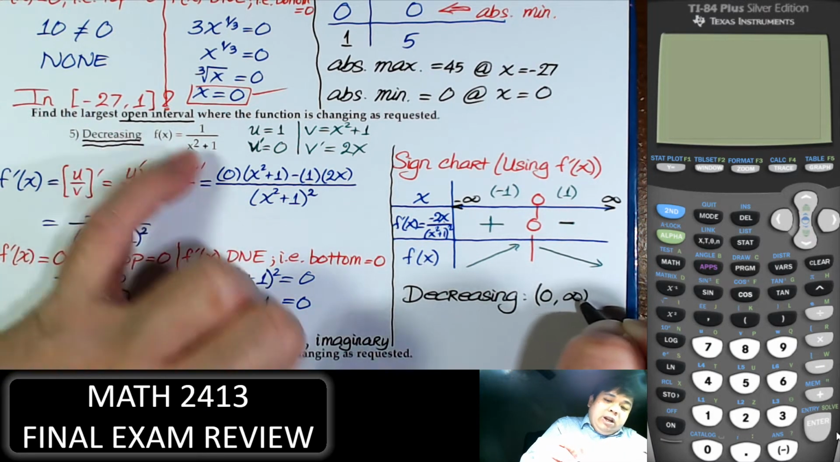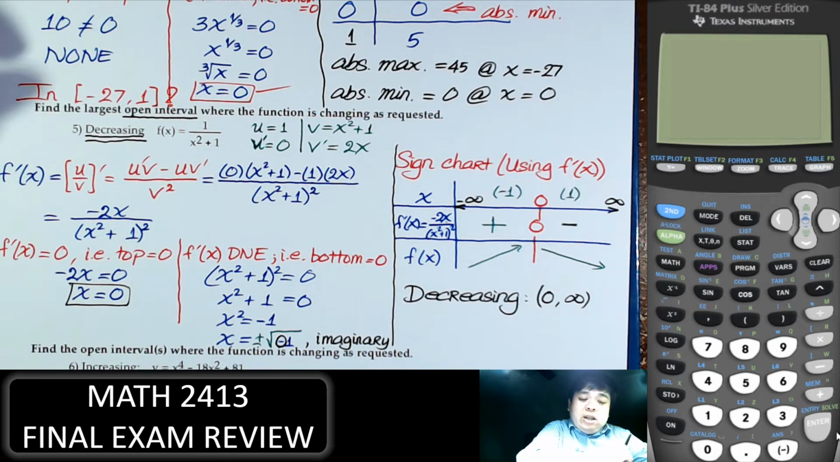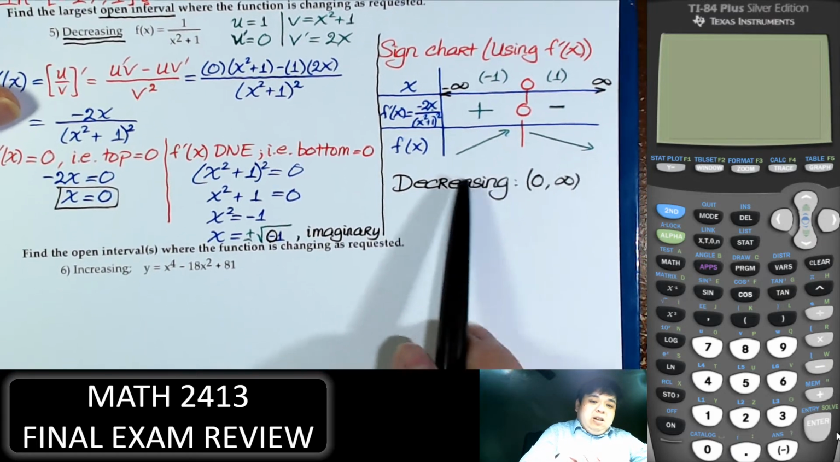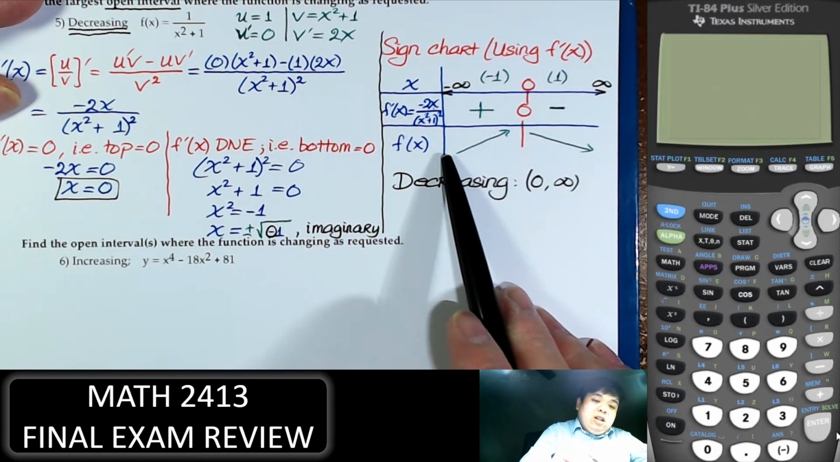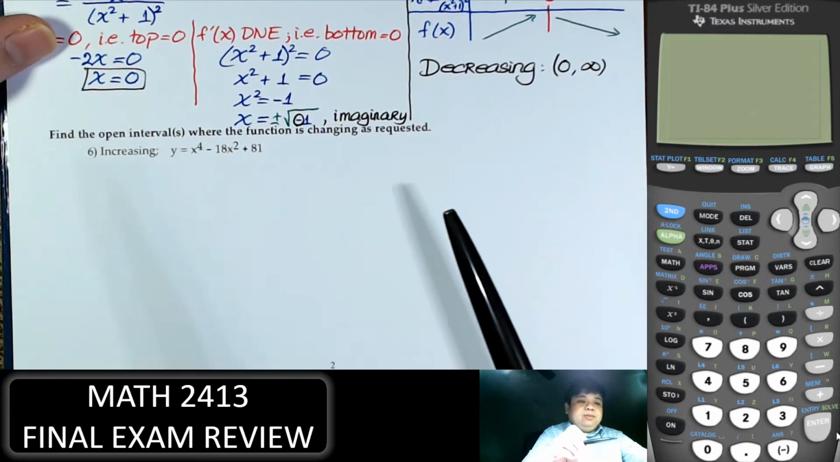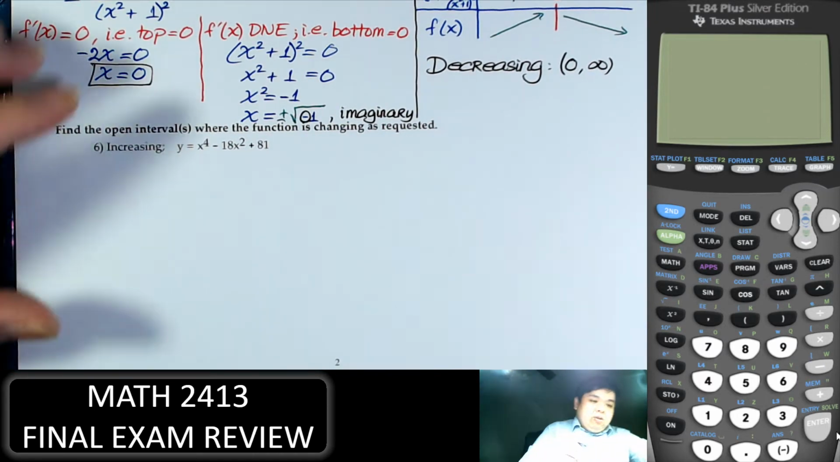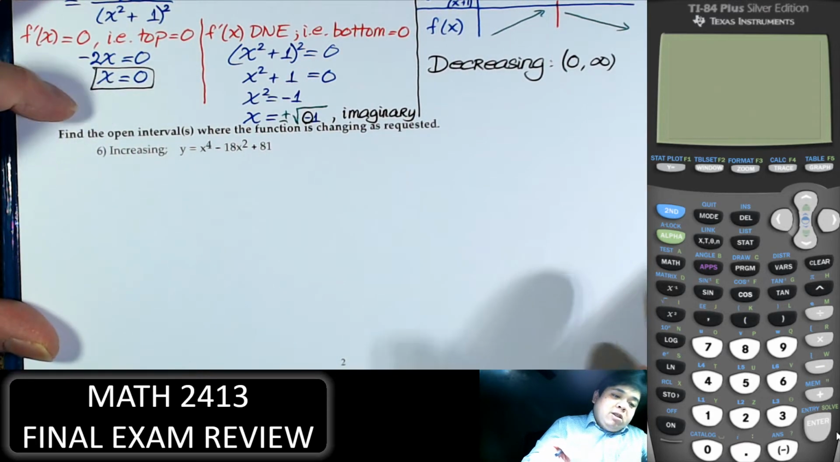It is an open interval. All right. So wherever the function is increasing or decreasing, we will use the sign chart of the derivative. That way we can determine: if the derivative is positive, the function is increasing. If it's negative, the function is decreasing. Similarly, we have this example: x to the 4th minus 18x squared plus 81.